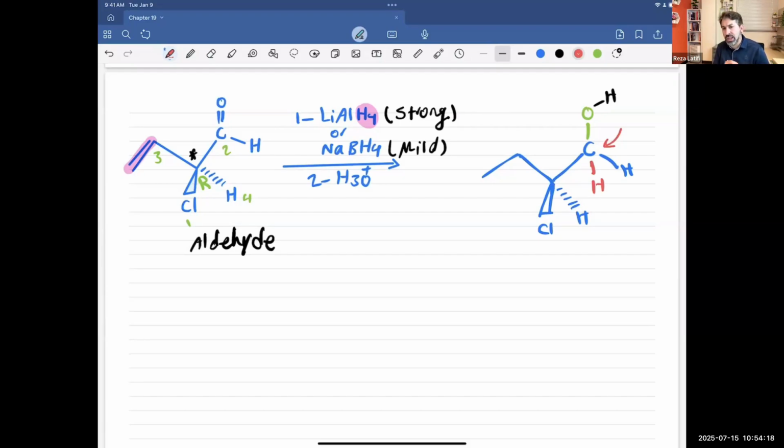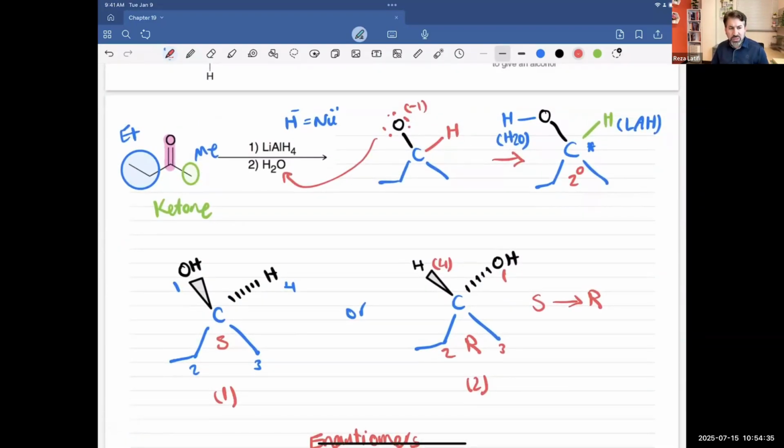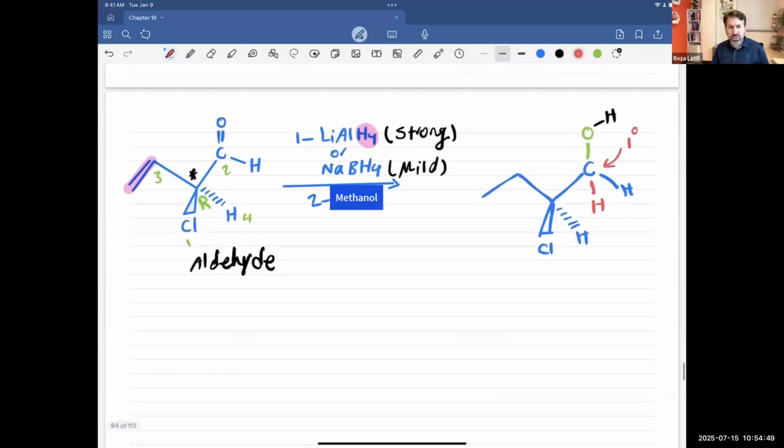Now, we started with an aldehyde, and the alcohol that I got is attached to only 1 carbon. So that's going to be a primary alcohol, because my carbon is a primary carbon. So the difference between ketone versus aldehyde: if you take a ketone and reduce it with a reducing agent like lithium aluminum hydride or sodium borohydride, you will get a secondary alcohol. If you start with an aldehyde, you will get a primary alcohol.